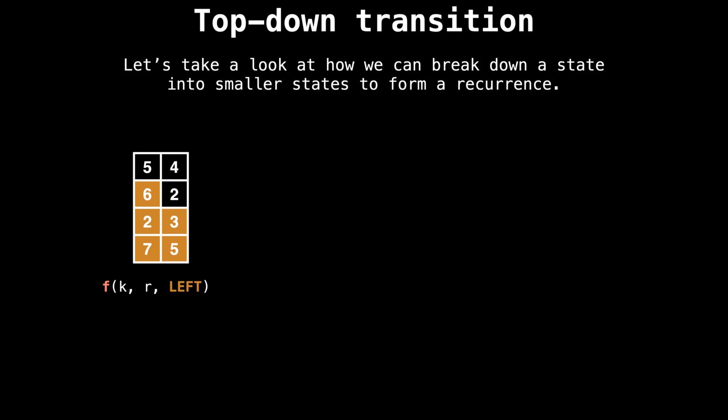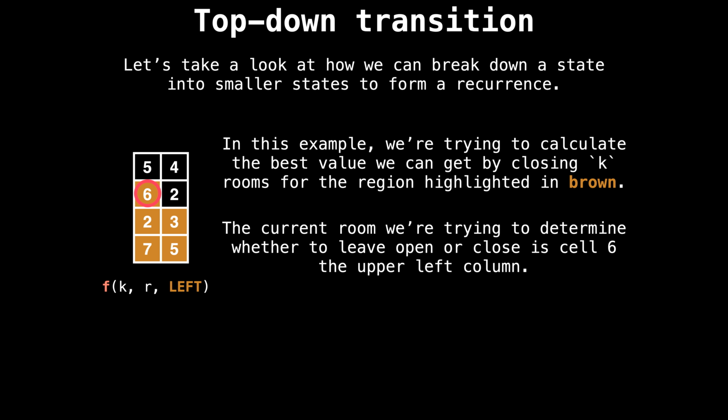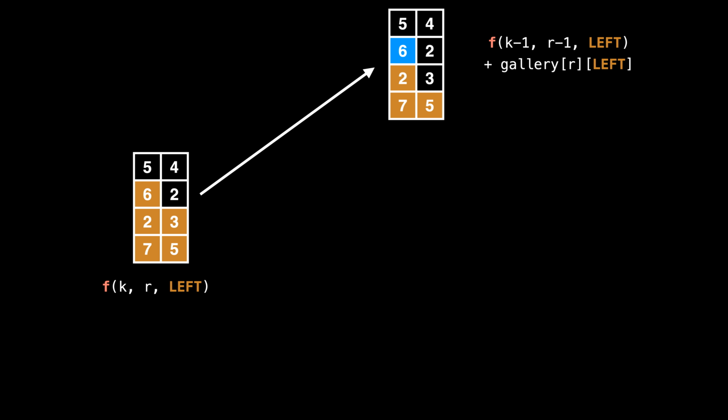Since we are approaching this problem from a top-down manner, I'm going to walk you through how to decompose a state into smaller states to form a recurrence. For this example, we are trying to find the best value we can get by closing k rooms in the region highlighted in brown on the left. The room that we're trying to determine whether to leave open or close is cell 6 in the upper left column. The first transition is when we choose to close room 6.